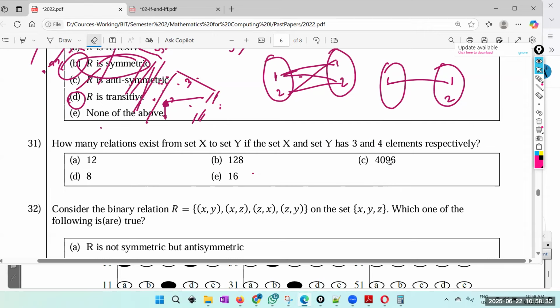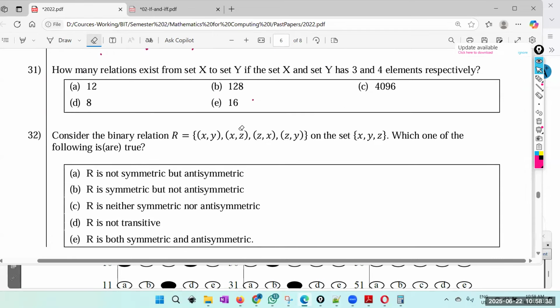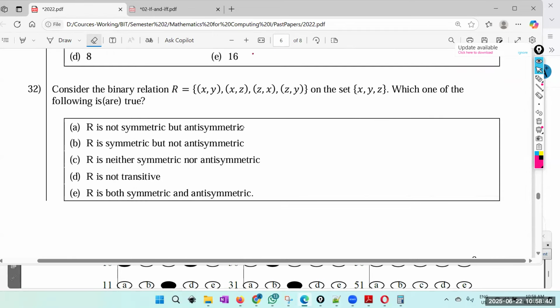So it's a tough question. Very, very tough question. Question 32. So the examiner is more interested in combination and permutation than anything else.